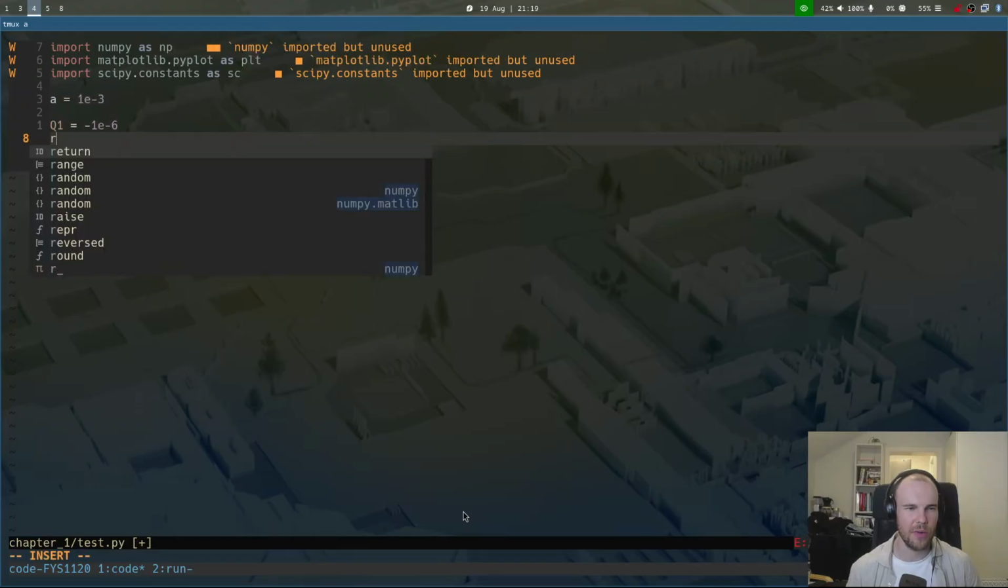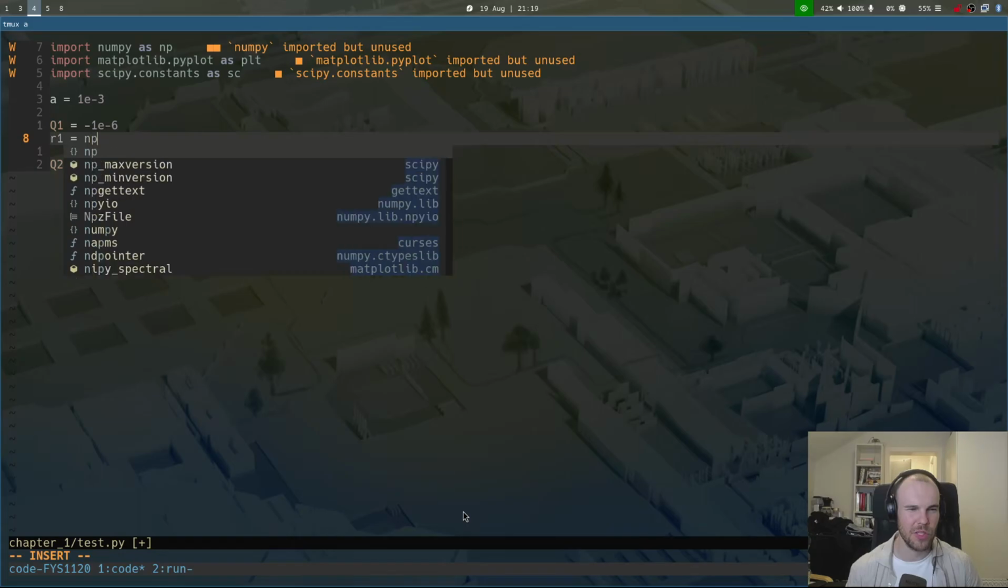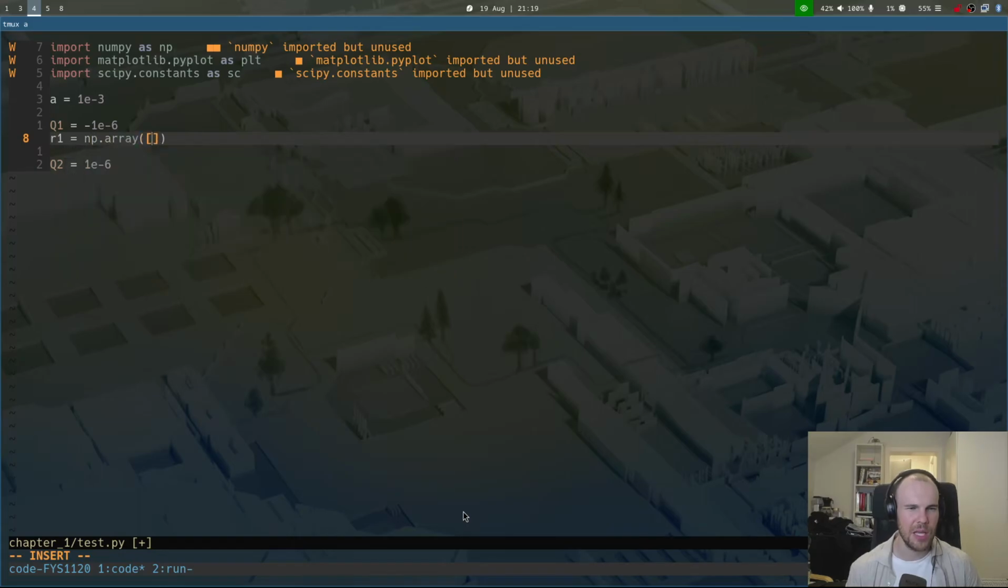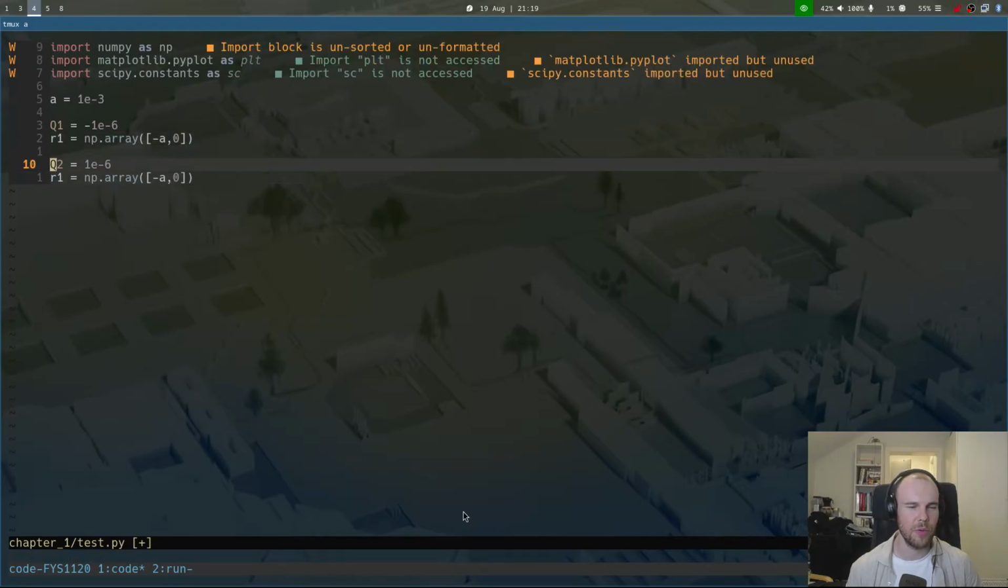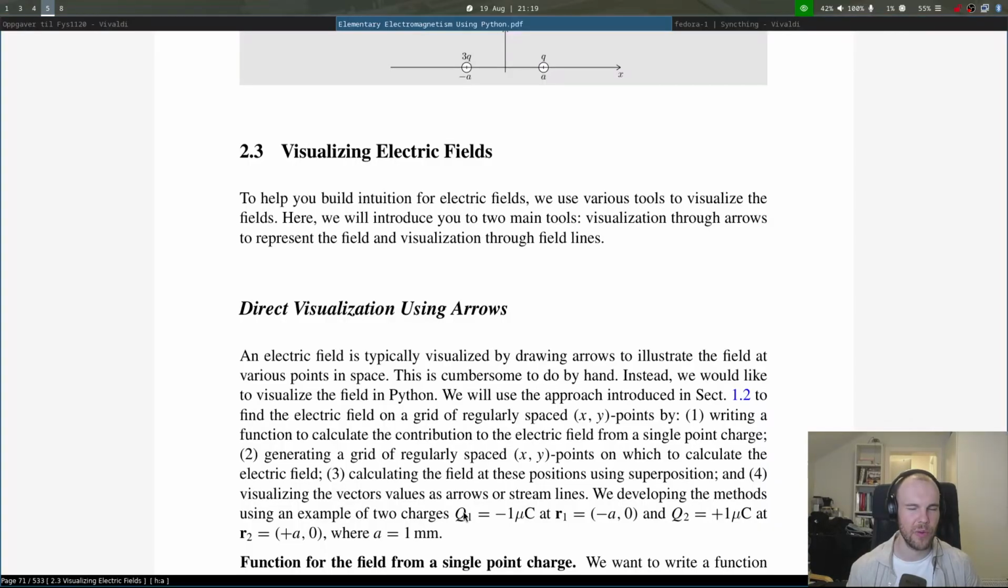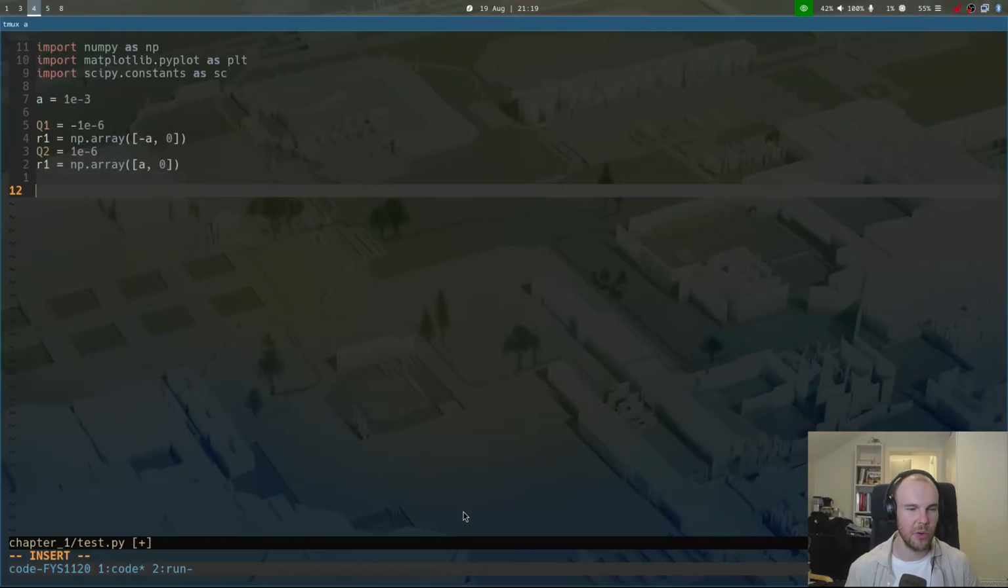So R1 is np.array, with minus a, 0. Then of course R, we can have that like that. That should work. Perfect. So now we are off to a good start, and we want to visualize the field created by these two charges.